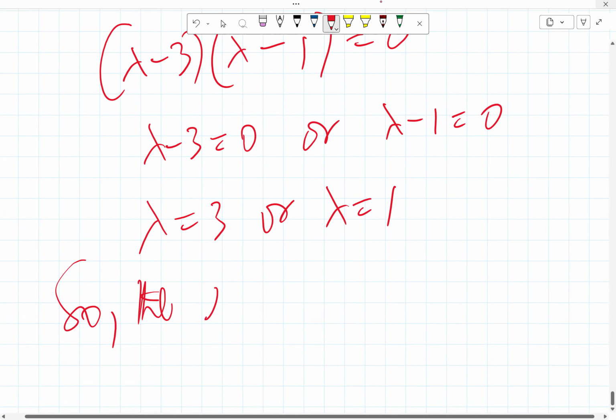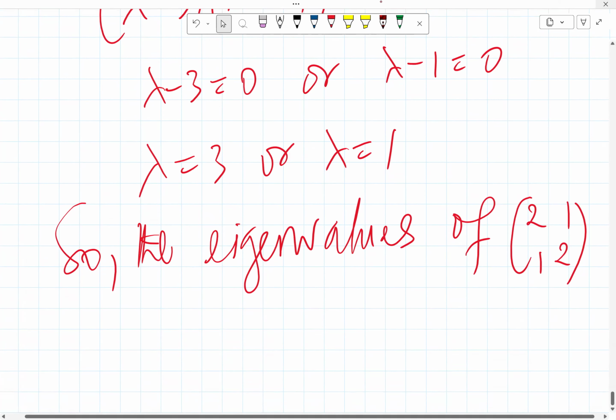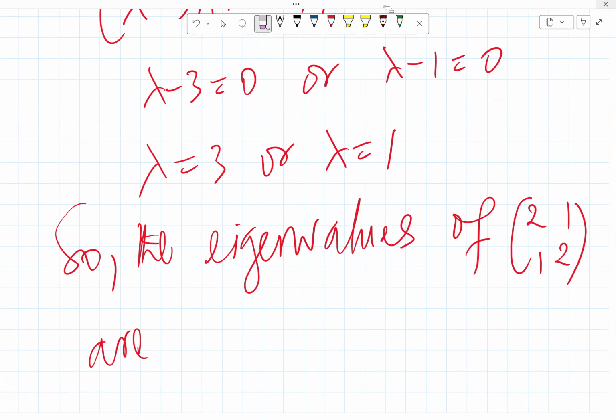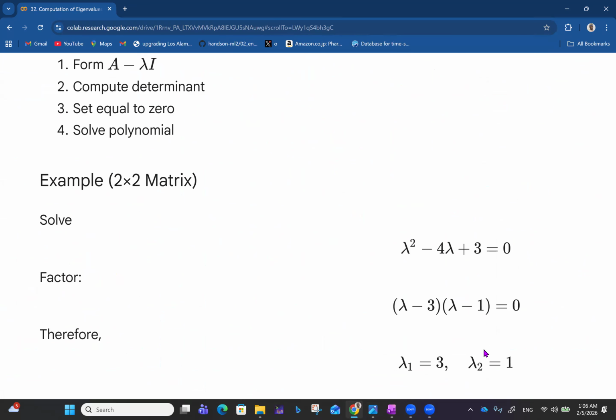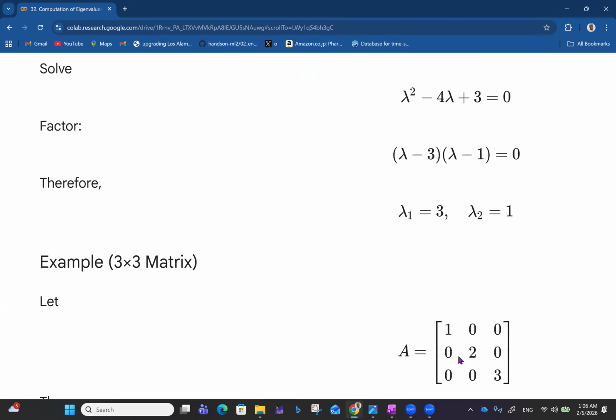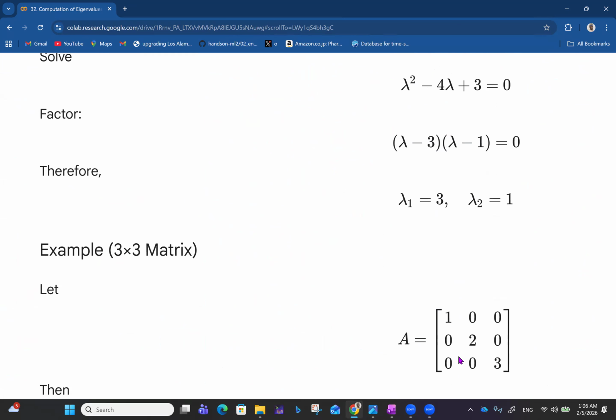So the eigenvalues of the original matrix, don't forget the matrix [2, 1; 1, 2] that we started with, are 3 and 1, or let me say 1 and 3, just to follow that order. So the eigenvalues are 1 and 3, as you like it. So that's that. But we can also have a 3 by 3 matrix, right?